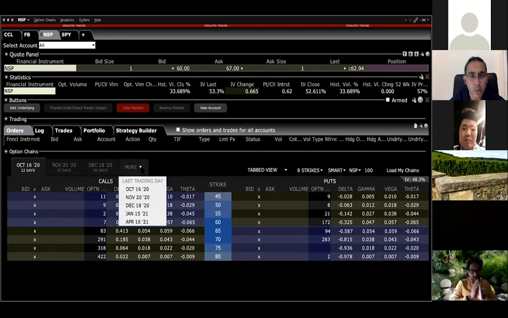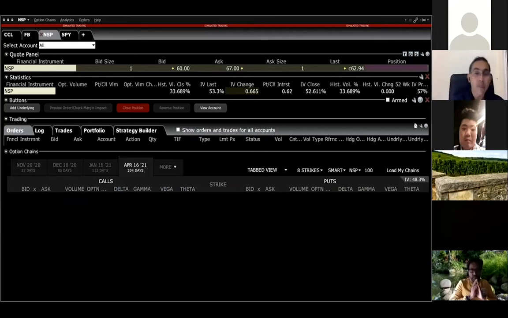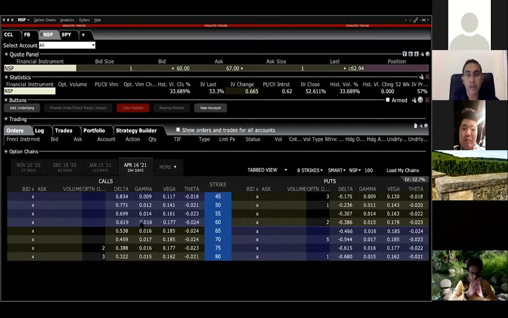So I go to more and I select the farthest expiry, that is 16th April. I probably would have selected an expiry even later dated if it was available, but now that only this is available, I take this.